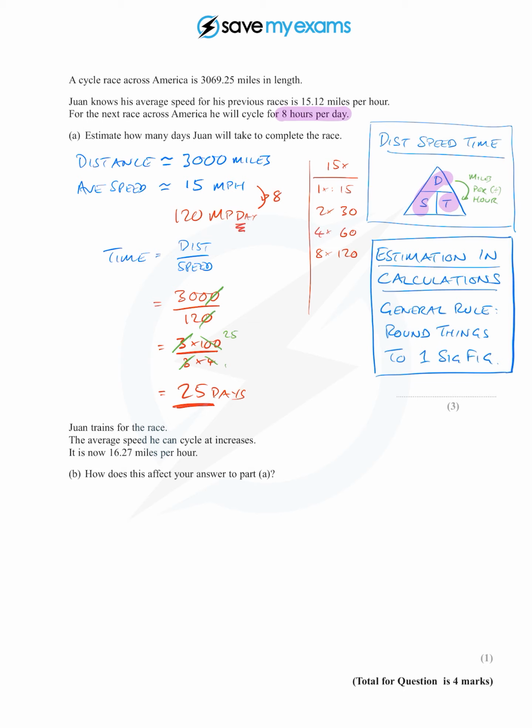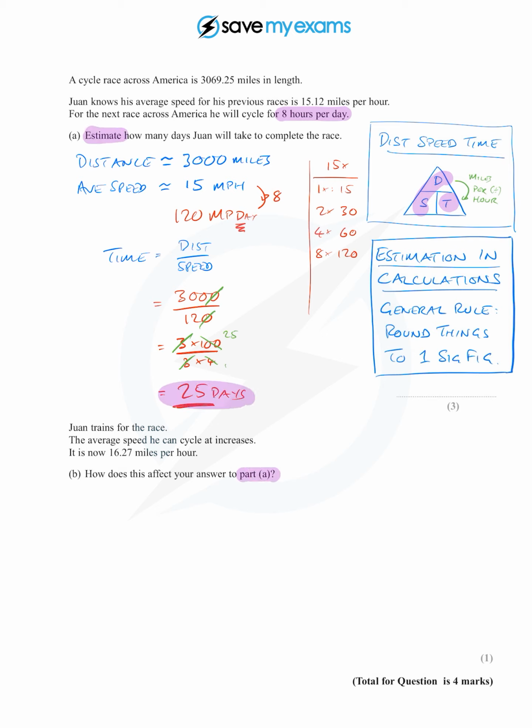Right, Juan, now, sensible fellow, trains for the race. And the average speed he can cycle at increases, and it's now 16.27 miles per hour. How does this affect your answer to part A? Well, the first instinct is that he goes faster, so it takes fewer days. But be careful, that is not what it's asking. Our answer to part A is an estimate, is it not?